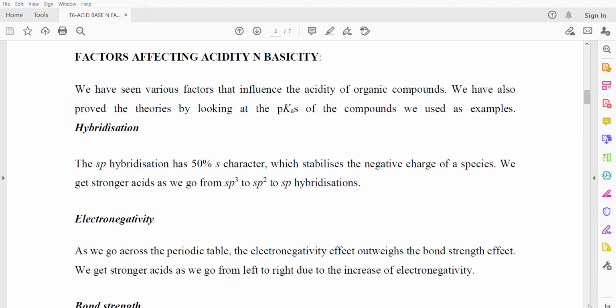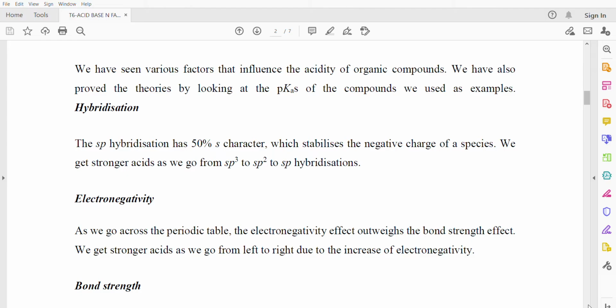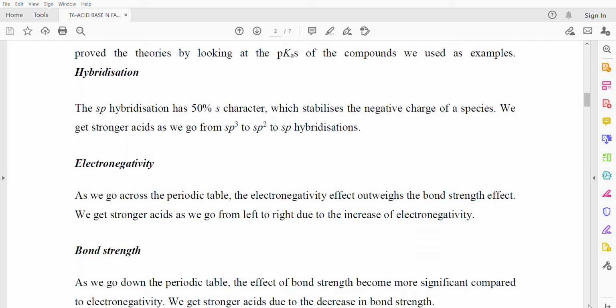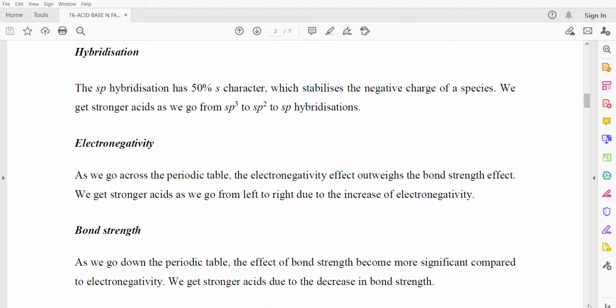CH, for example, will not be polar because the electronegativity difference is negligible. But in HCl, the bond is polar and the electronegativity difference is not negligible, so here it will be acidic in nature as compared to CH.